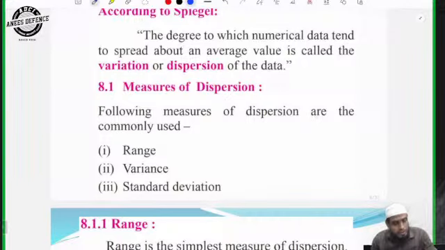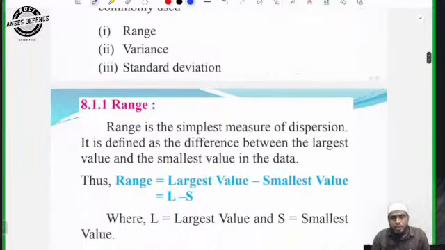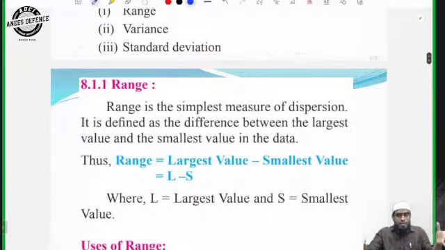So what is the actual meaning of range? We have some data, a collection of data. We will observe the maximum value and the minimum value. Then we will take the difference between the largest value and the smallest value. That is known as range of the observations. But range is not bothered about the in-between observations. It is only bothered about the highest value and the lowest value. So that is the main drawback of the range.